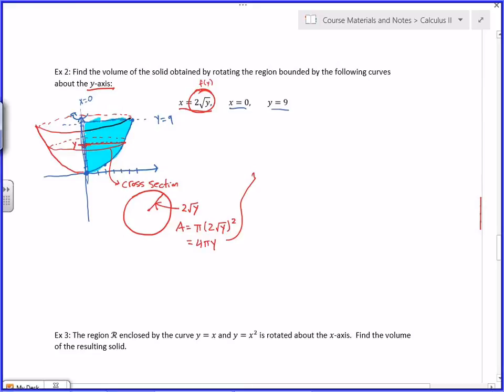So now I'm going to integrate that. 4 pi y, right? That's the area of the cross section, pi r squared, dy. And what are all the possible y's then, as I've chosen one y right here? What's the range of y's that it goes from? 0 to 9. Now you've set up your integral. The rest is just Cal 1.